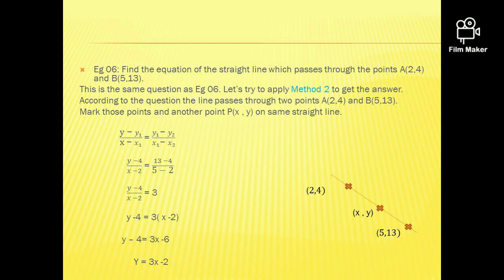Then cross multiply. If you cross multiply, you will get y minus 4 equals 3 times x minus 2. Then if you simplify, remove the brackets, y minus 4 equals 3x minus 6. Then take all the terms to one side. With that you will obtain y equals 3x minus 2. Hopefully you can understand how to use the second method to get this answer. But remember, if you feel this method is difficult for you, use the previous method we have used to find the equation of a straight line in cases where you have been given the two coordinates that the straight line passes through.